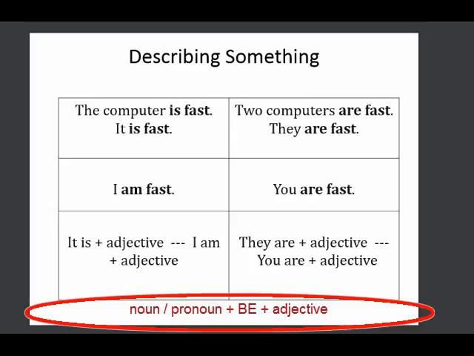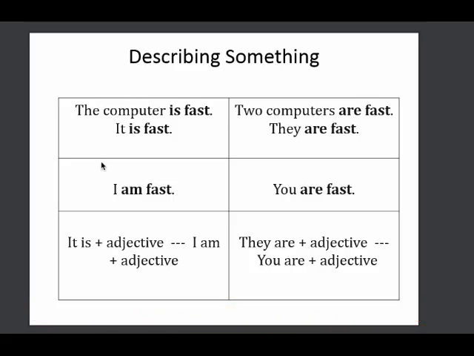We can use a pronoun and the be verb and an adjective. Let's look at the examples. The computer is fast. Here, the noun is computer, and we use the be verb is and an adjective, fast. Notice the be verb is singular, is. It is fast. Again, we can use a pronoun plus the be verb plus an adjective.